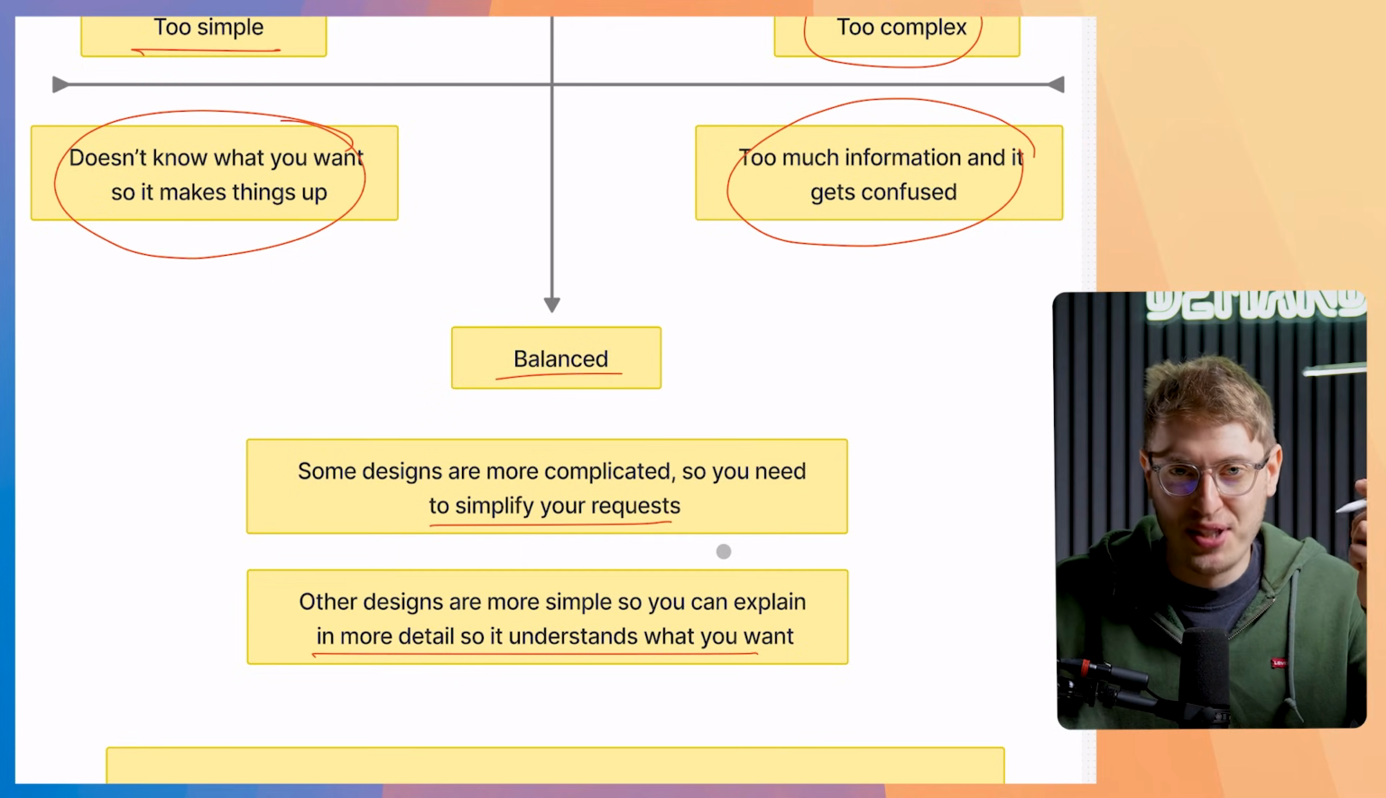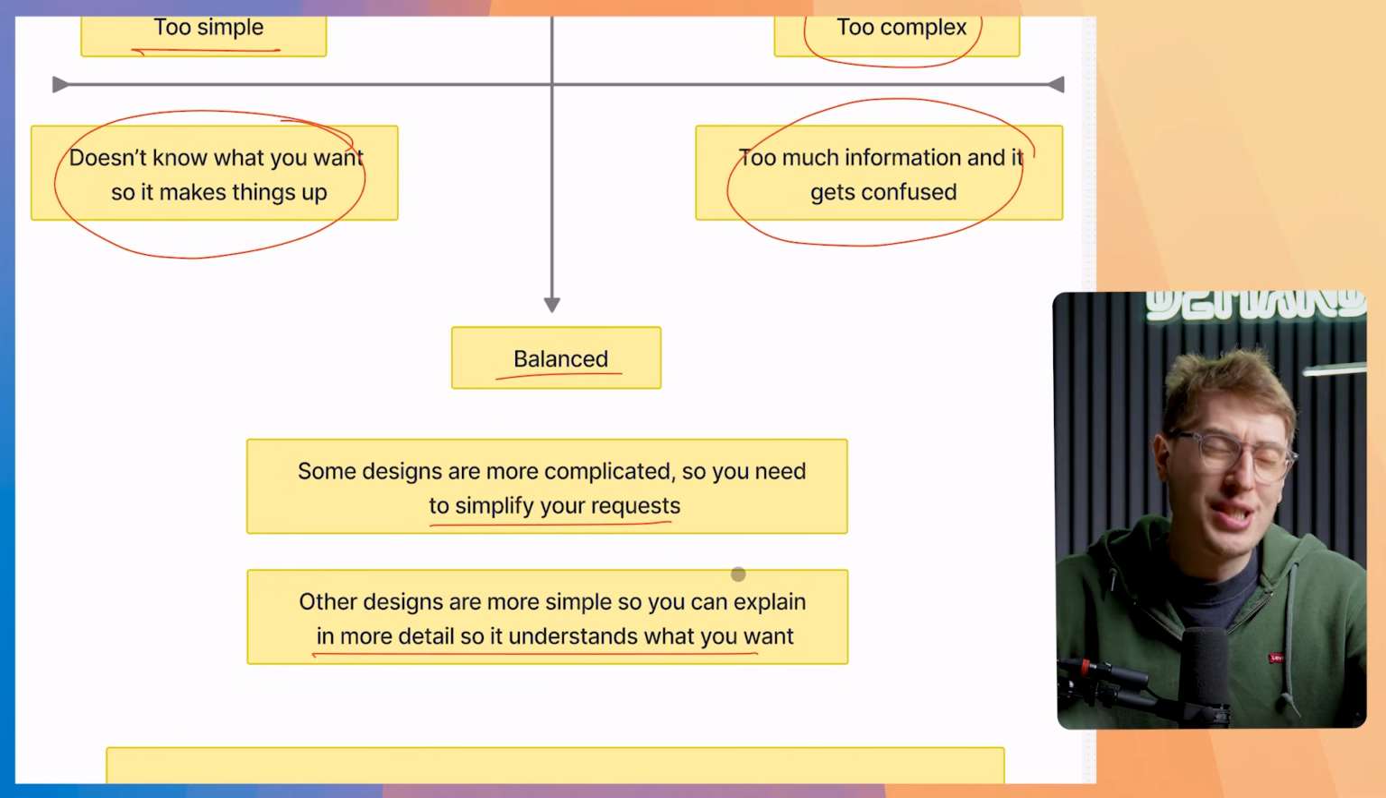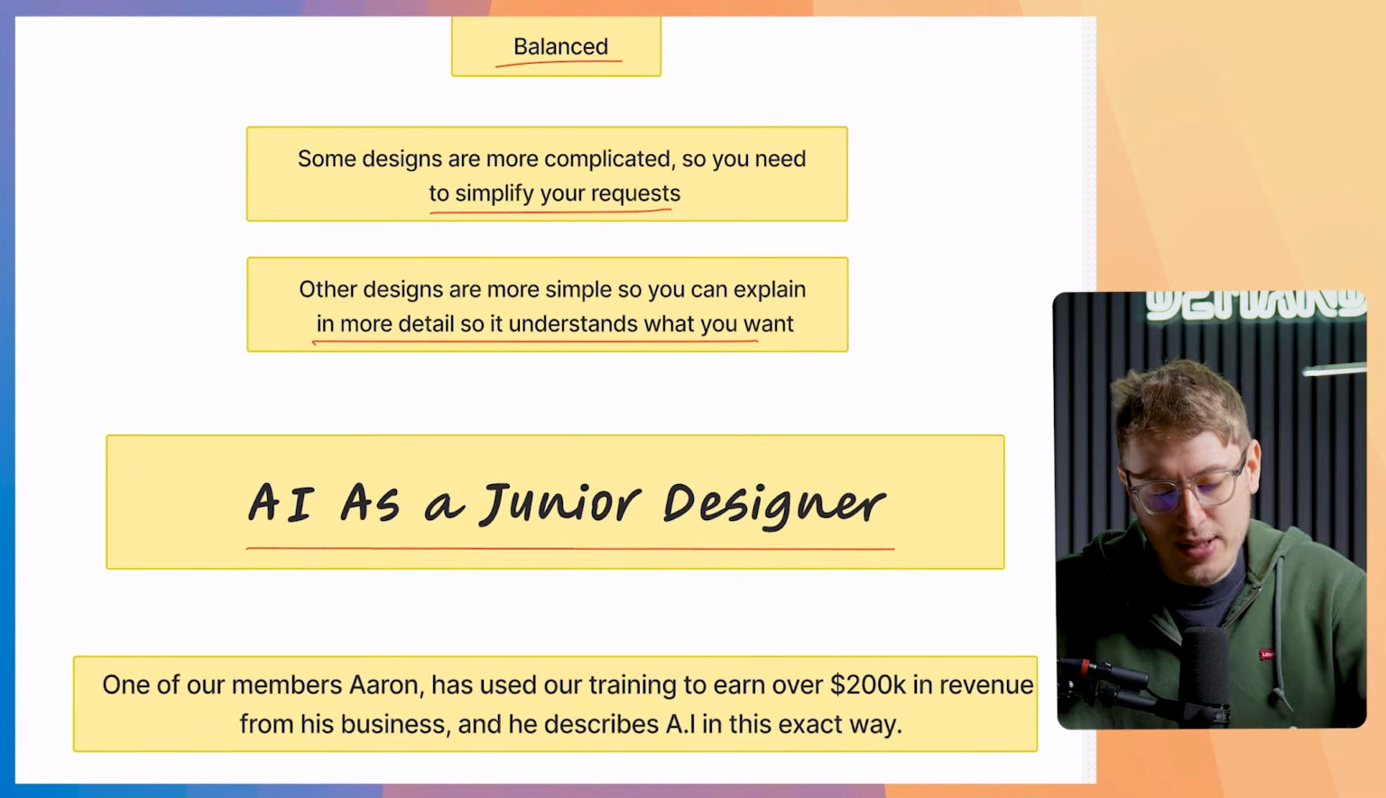It's kind of like backwards in a way. If a design is really simple, you can be more complex with your prompting because it's a simple design. And if a design is more complex, you want to be more simple with your prompting so that it understands it. Now, AI as a junior designer.